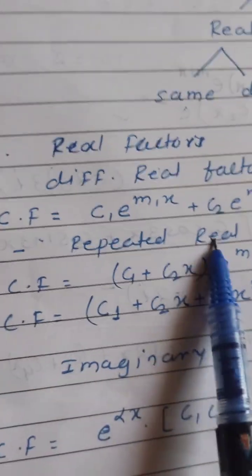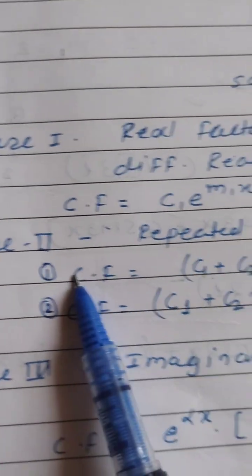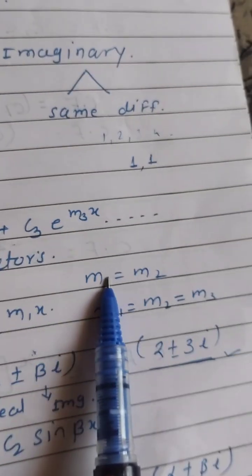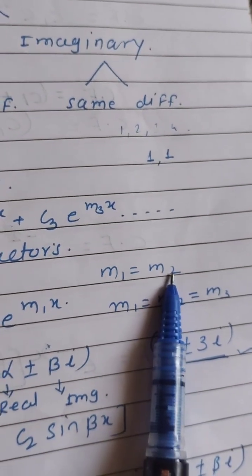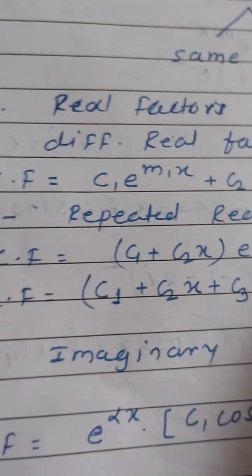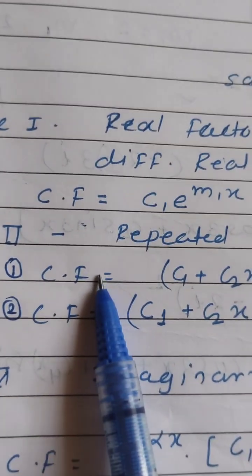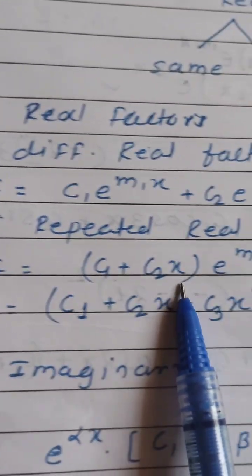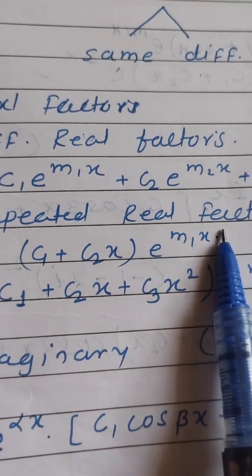Also in case 2, we saw the first method, means if we got only two factors, m1 = m2, means 2 and 2 or 3 and 3 or any other numbers which are the same factors. For that we saw the formula that the complementary function is (c1 + c2x) multiplied by e^(m1x).